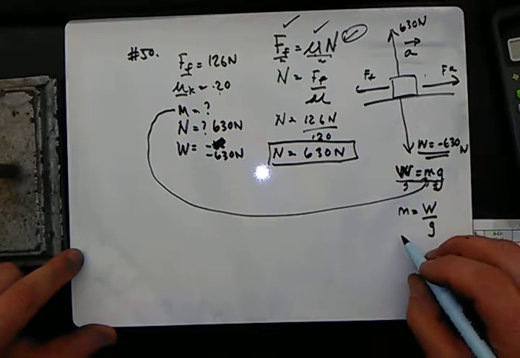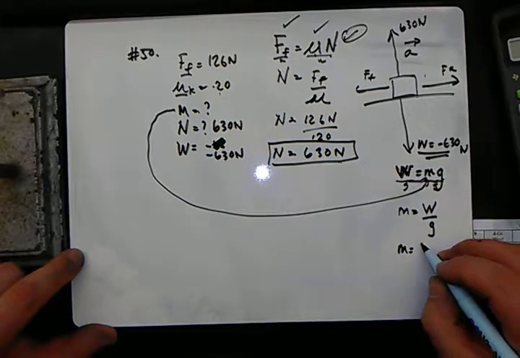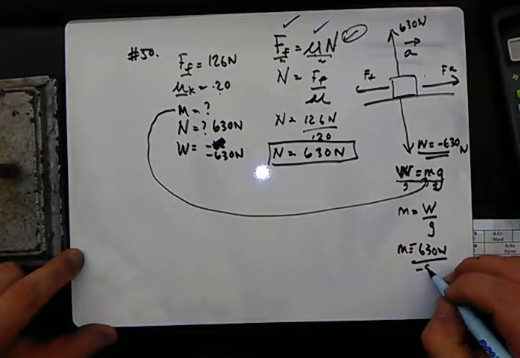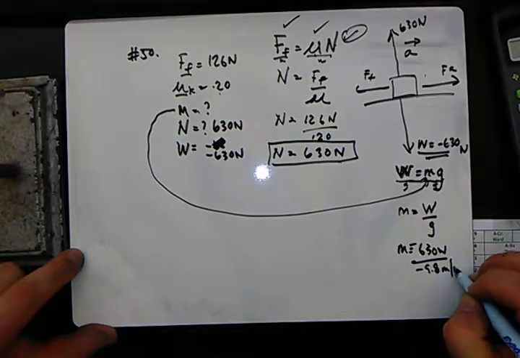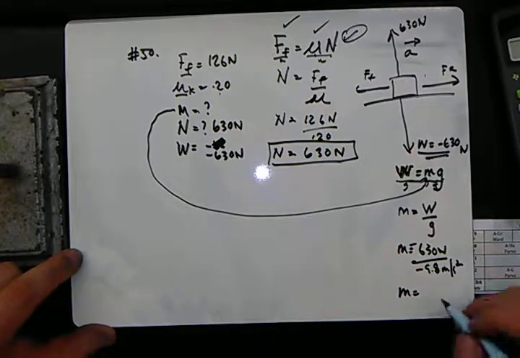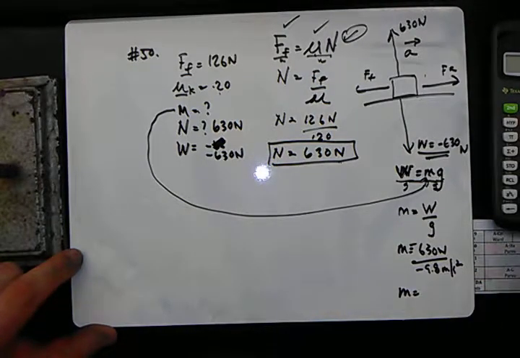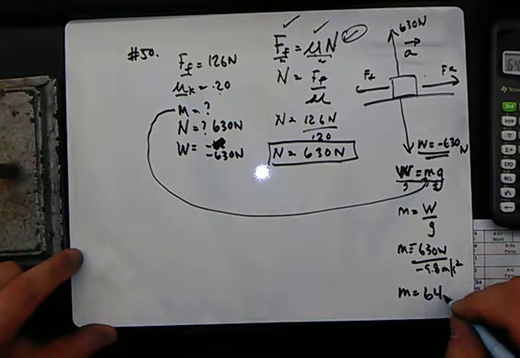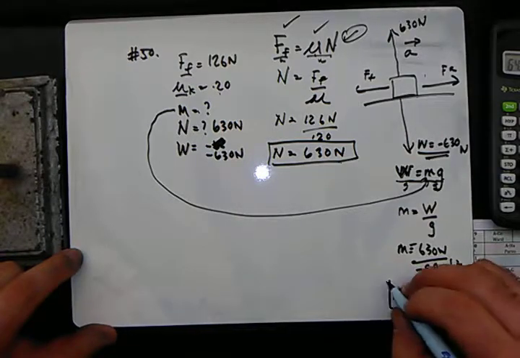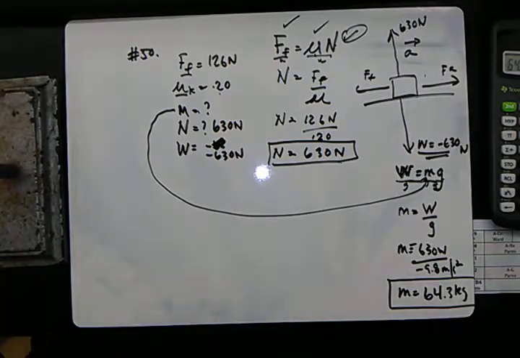I got the weight, so mass is 630, gravity negative 9.8. I'm going to extrapolate the mass from that. So the mass is 630 over 9.8. Mass is 64.3 kilograms.